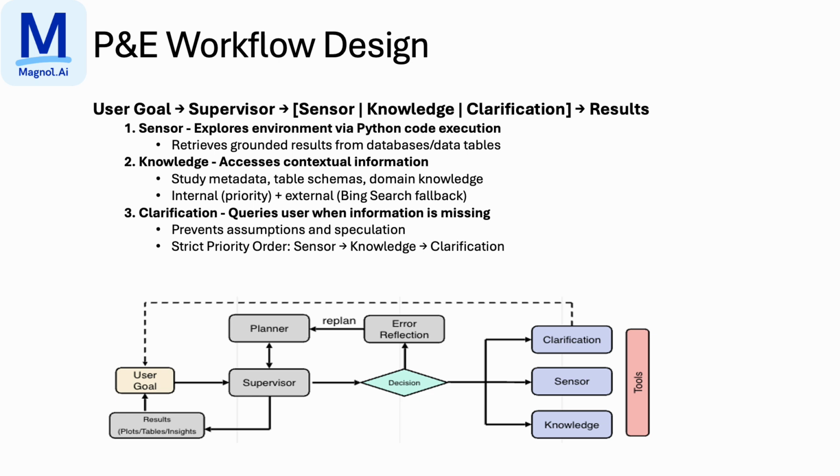Finally, the clarification. If information is missing or ambiguous, the system proactively queries the user for clarification rather than making assumptions. This tiered approach ensures that the workflow is both robust and reliable, preventing speculation and maintaining compliance. By embedding these steps into the workflow, Magnol.ai ensures that every analysis is grounded, auditable, and reproducible. This is a key requirement for digital health applications.